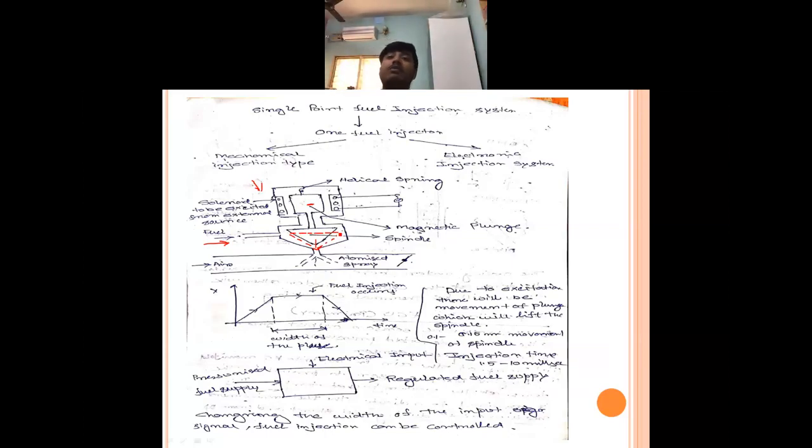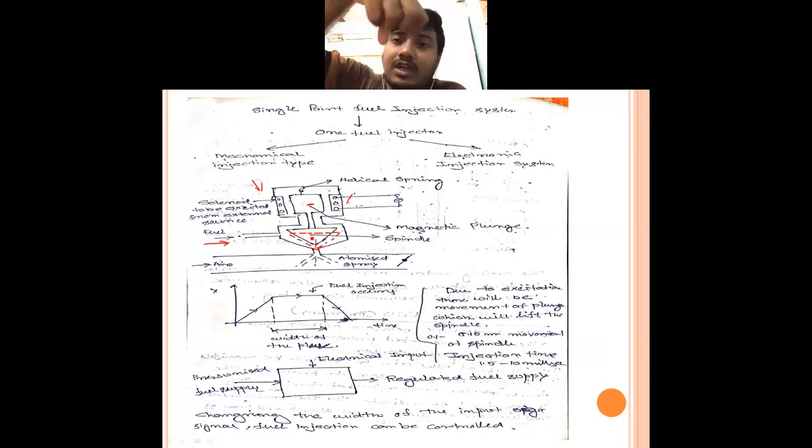Whenever fuel is required for the cylinder and the timing is set, the timings are set by some control unit. When the time is set, the solenoid valve's magnetic coil is excited, and because of this the magnetic plunger goes in the upward direction. Or rather you can say the solenoid pulls the magnetic plunger.